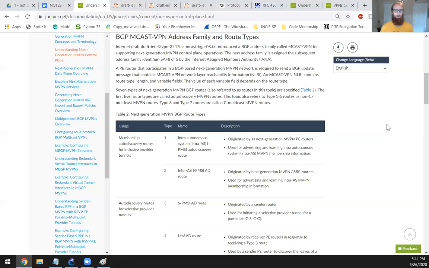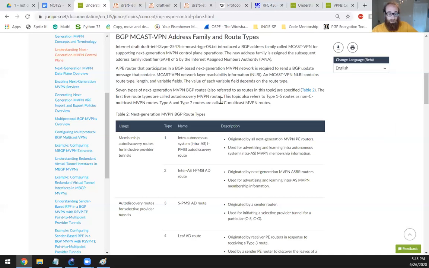contains route type, length, and variable fields. The value of each variable field depends on the route type. 7 types of next generation MVPN BGP routes, also referred to as routes in this topic, are specified in Table 2. The first 5 route types are called auto-discovery MVPN routes. This topic also refers to type 1 through 5 routes as non-C-multicast MVPN routes. Type 6 and type 7 routes are called C-multicast MVPN routes.